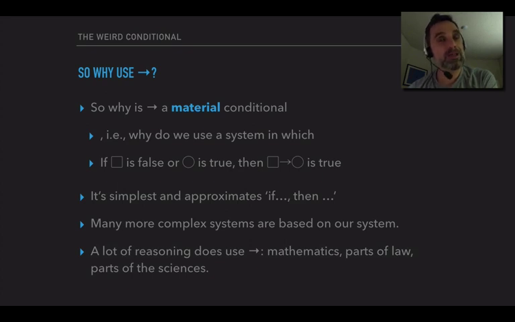The arrow, you can get to the arrow from the consequent, and you can get to the arrow from the negation of the antecedent, which are things you cannot do in English. In English, you have to argue from the antecedent to the consequent to show that a conditional is true, and we don't have to do that in our system.